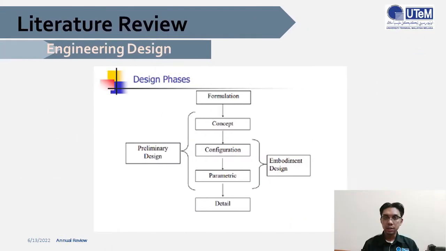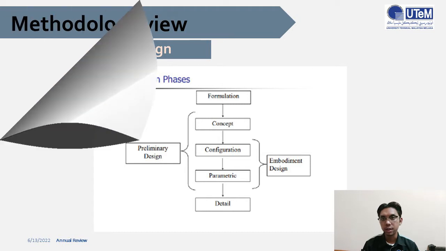Engineering design will be the main approach for this project work because it consists of phases that help keep track and help me to organize the work phase by phase. This is also how design engineers construct a product in a methodical manner. This engineering design consists of 5 phases, which are formulation, concept, configuration, parametric, and detail design.